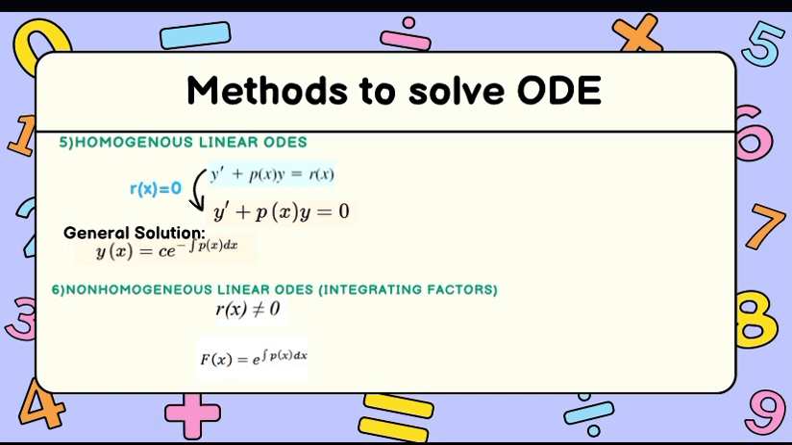Next is the homogeneous linear ODE. It should be written in the form as shown in the slide, y prime plus p(x)y equals 0, whereas a non-homogeneous linear ODE is the opposite, where r(x) doesn't equal 0, so we have to solve it using the integrating factor method.